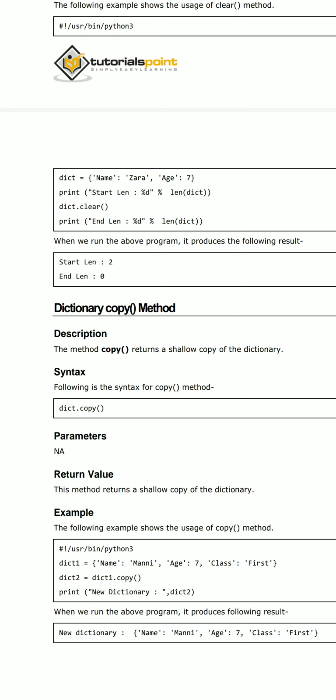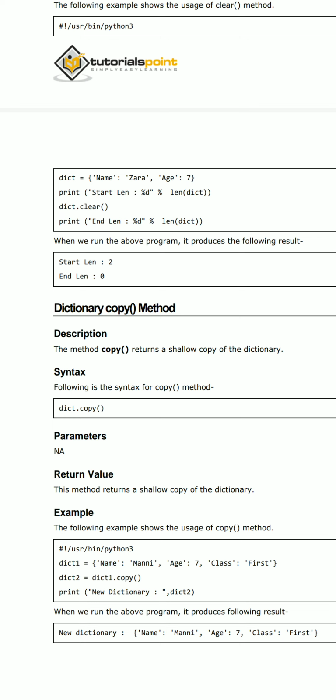As soon as the print statement is executed, it produces the result: length is 2. Why? Because we have only two values, those are name and age. That's why the output is 2. And then calling the other method, dictionary dot clear. Here I am clearing all the values in the dictionary. So now there are no values in the dictionary.